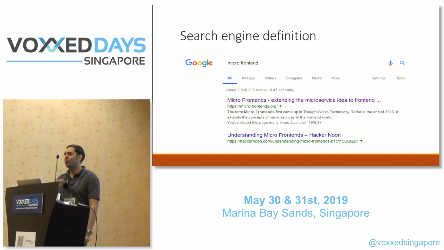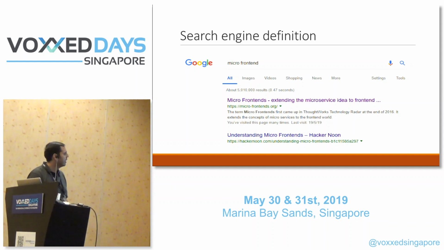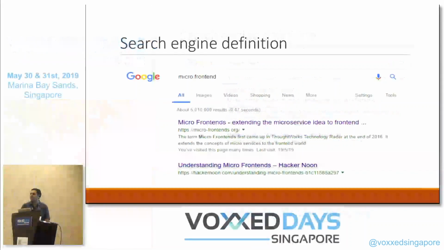Right, so what Google tells us about micro frontends, it says the term micro frontend first came up in ThoughtWorks Technology Radar at the end of 2016. I think the Technology Radar is some kind of a half-yearly report that ThoughtWorks publishes for the latest trends in technologies. I think they are giving away a copy here in case you guys want to collect. And then they say it extends the concept of microservices to the front-end world.